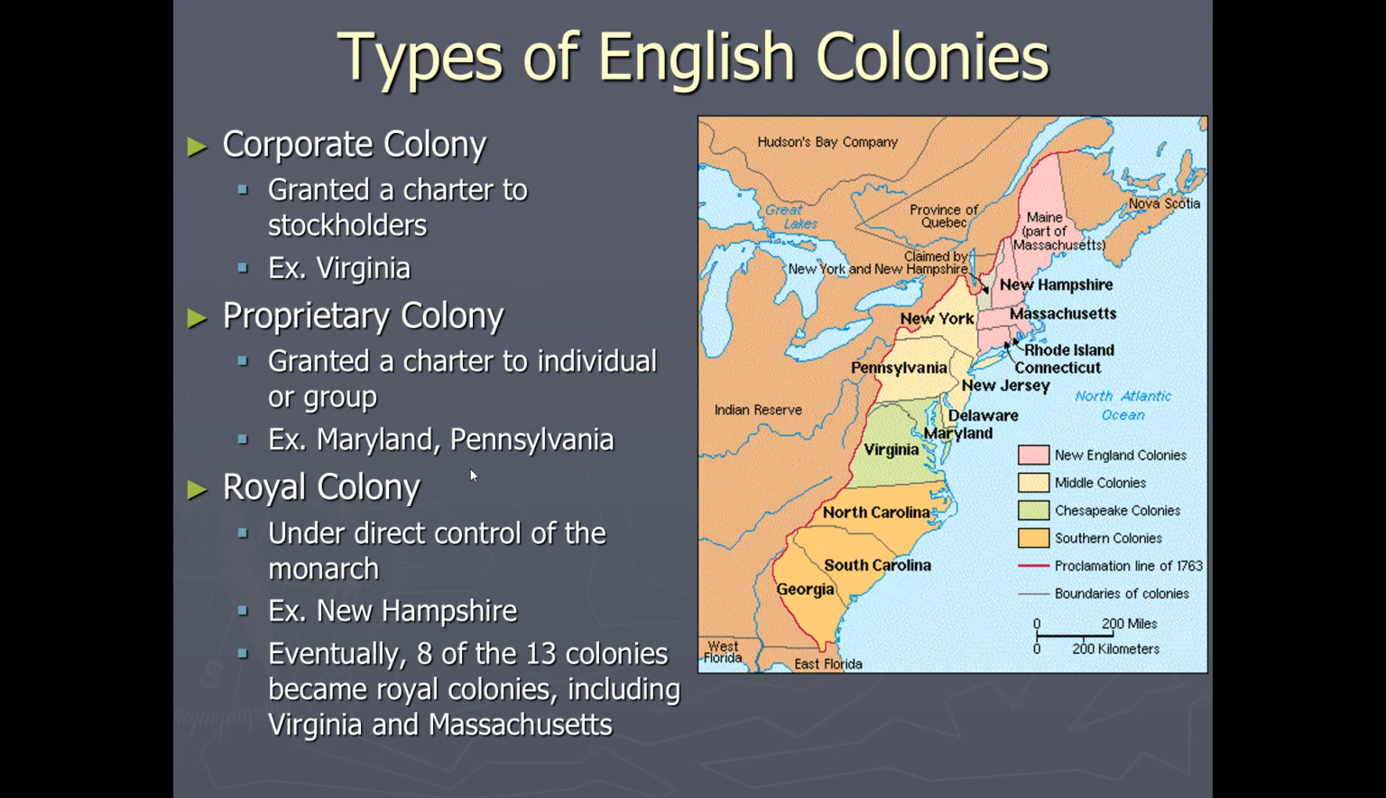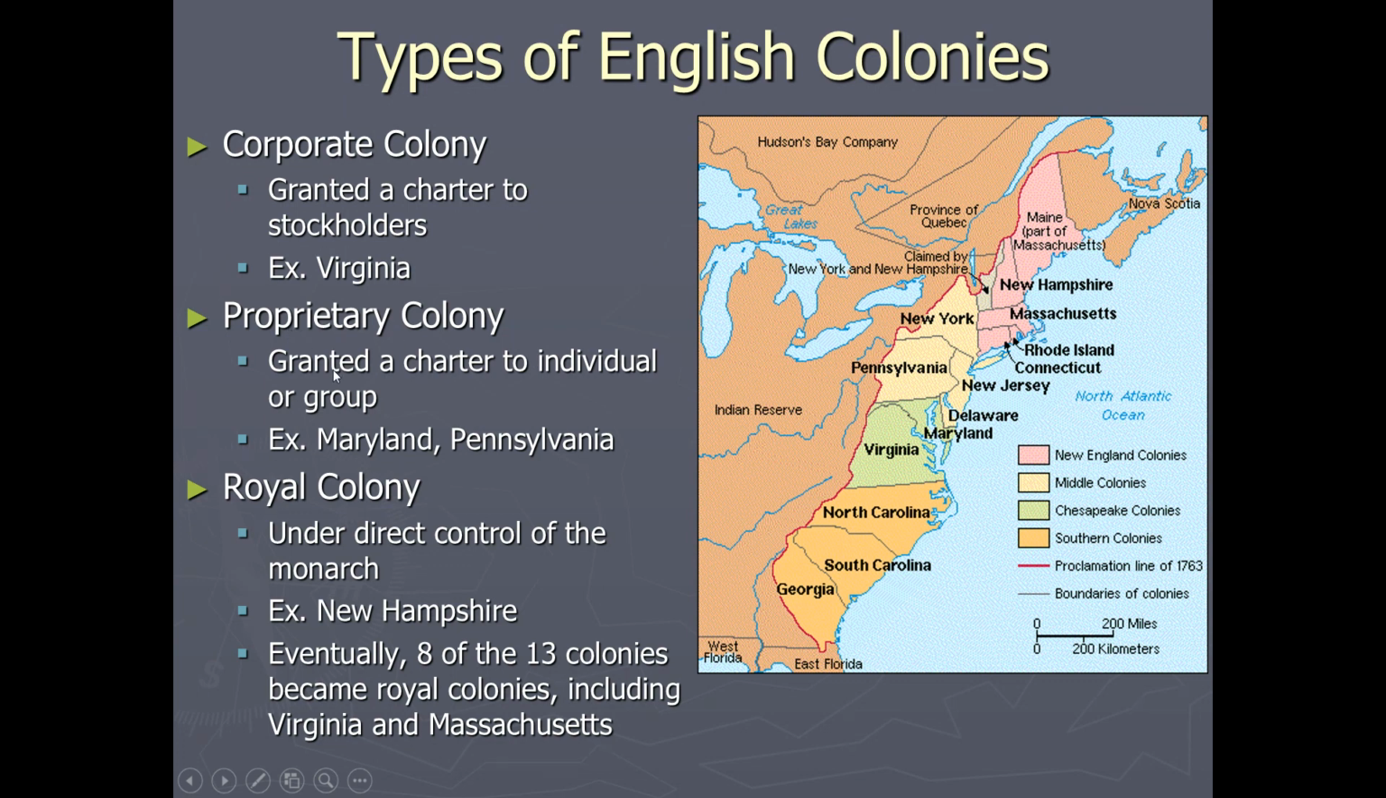Like I said before, there are all kinds of opportunities for investment. For example, a corporate colony would be where they would grant a charter to a group of stockholders. Virginia would be an example of a corporate colony, where people don't necessarily move to Virginia, but they invest. If they're looking for gold and they end up striking gold in Virginia, then those investors are going to make a lot of money. No different than investing in corporations today.